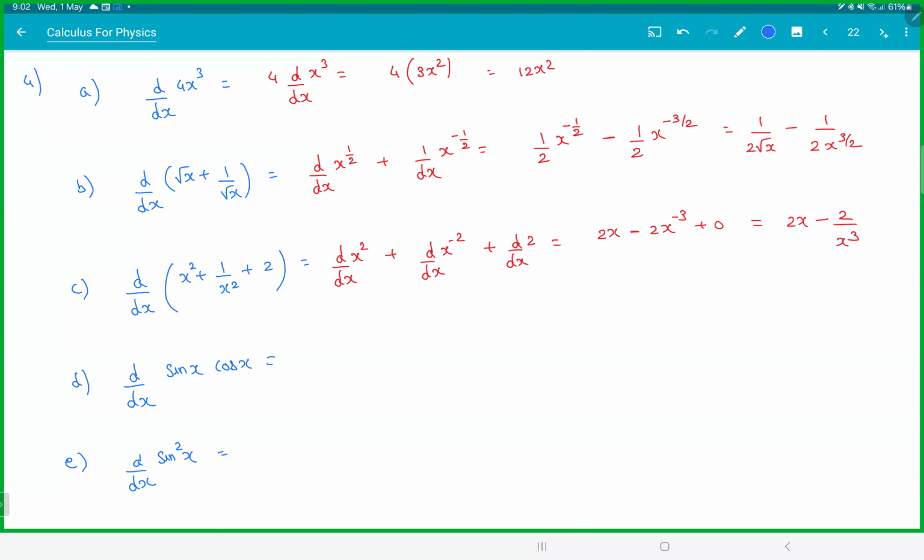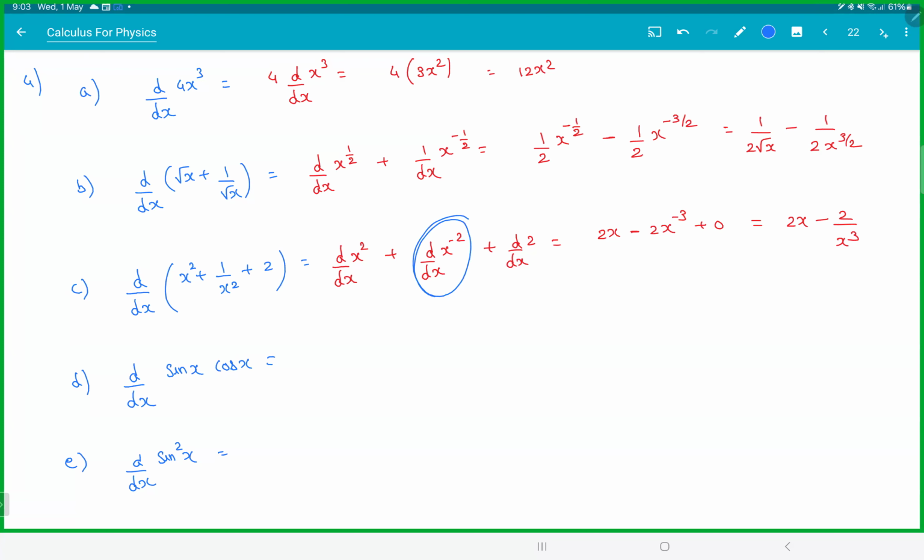Tanish, can you explain C once more? Which one? What did you do? You tell me what you did. So sir, I did 2x plus 1 upon 2x and then like. Why 1 upon 2x? See, look at here. This is okay? Yeah. What is n there?